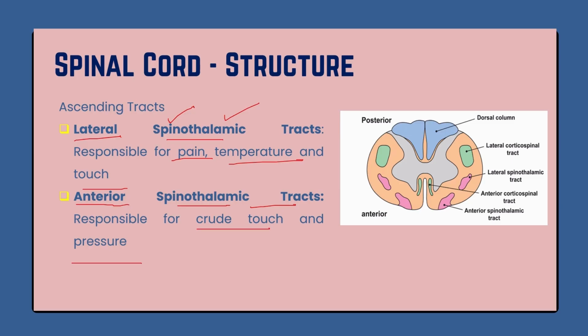All right. So we learnt about the spinothalamic tract. There are two of them. One is the lateral spinothalamic tract, which is taking information from the spine to the brain. Which part of the brain? The thalamus. And then we have the anterior spinothalamic tract.